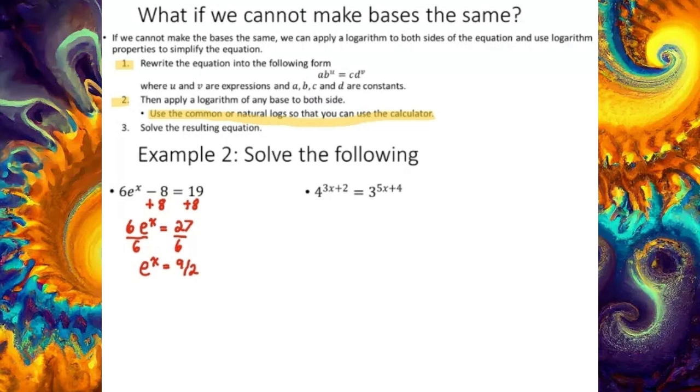Now, here we are working with base e. So out of the two logs, the best one to apply here would be the natural log. That's because the natural log of e to the x is just x. As for the right-hand side, natural log of 9 halves is irrational, so I'll keep it as natural log of 9 halves. But if you do need to approximate it, you can punch it into your calculator.